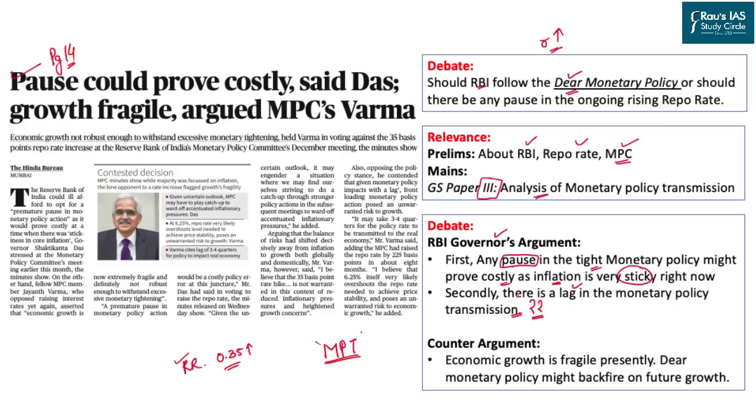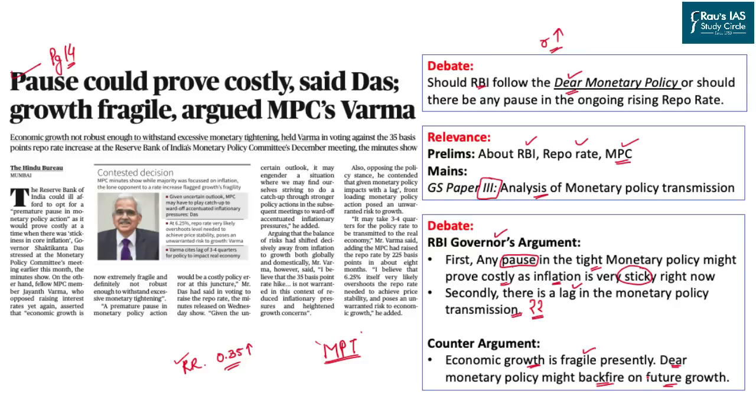The counter argument says that economic growth in India right now is very fragile. Fragile means it is not stable. Dear monetary policy or tight monetary policy might backfire on future economic growth. And the same is true here. If there is a consistent rise in the repo rate, it will hurt the sentiments of the buyers, the consumers who are getting things at a much more expensive interest rate. Whether you talk about the car loan or the home loan, everything is becoming more expensive because of the higher policy rates created by the Monetary Policy Committee at RBI.